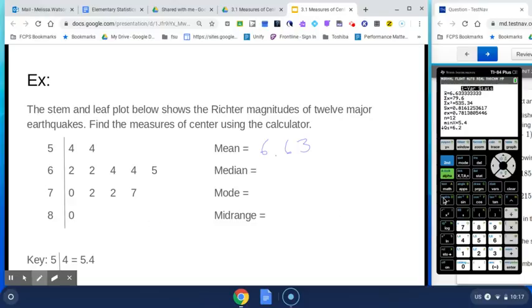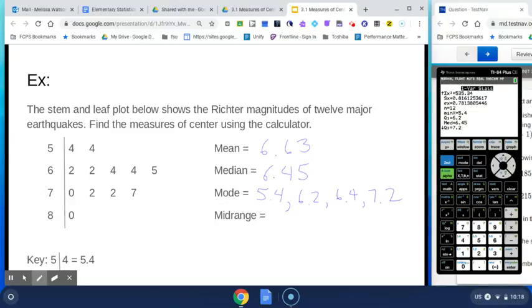The median, if I scroll down on the screen, the median is 6.45. The calculator does not tell me the mode or the mid-range, so I need to look at the data set and determine which numbers appear the most. So I see 4 numbers that occur twice. So I would have 4 modes here: 5.4, 6.2, 6.4, and 7.2. All of those numbers appear twice in the data set.